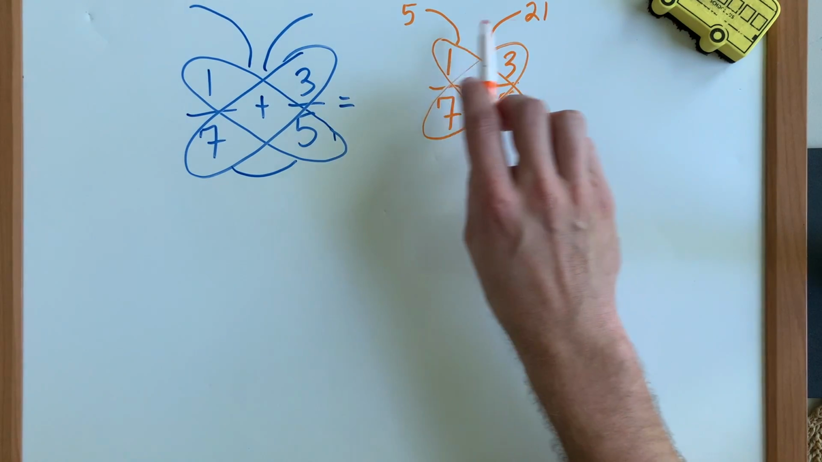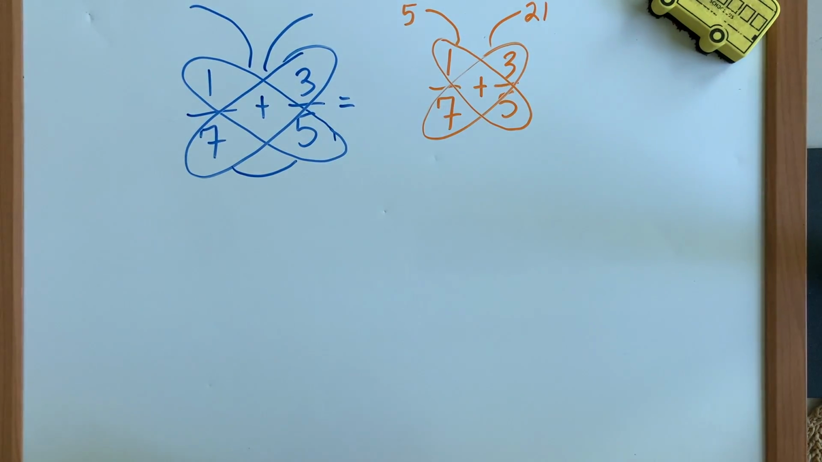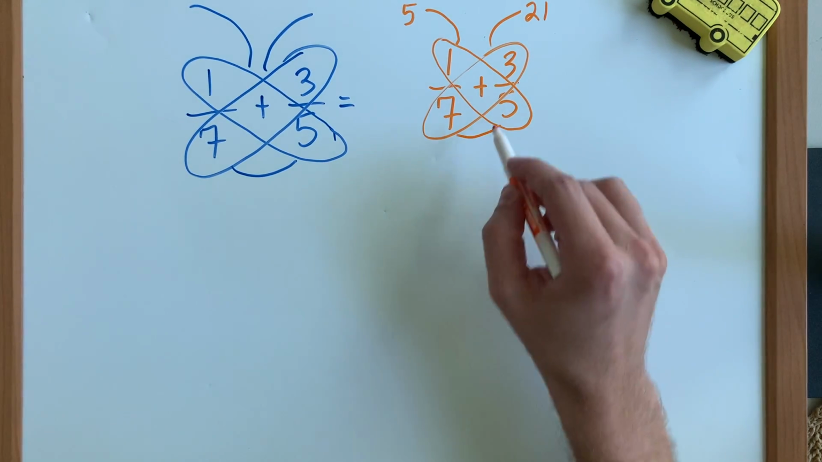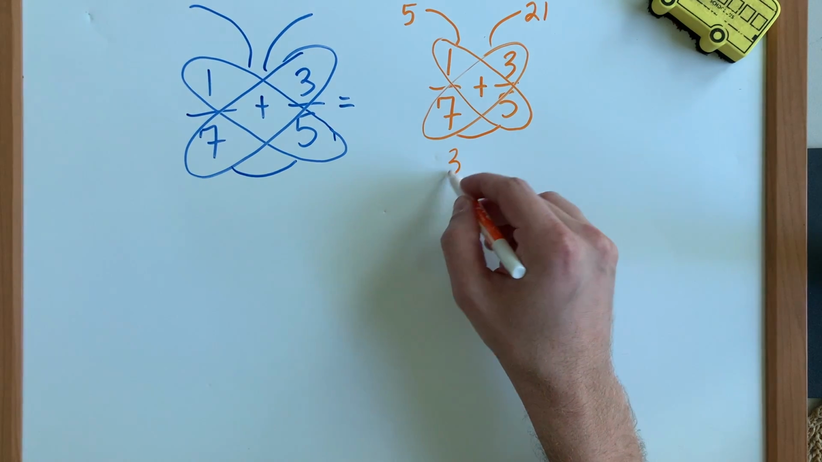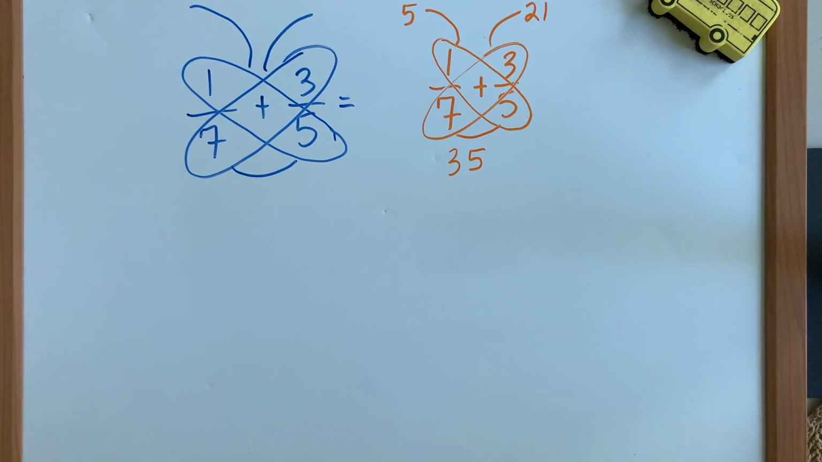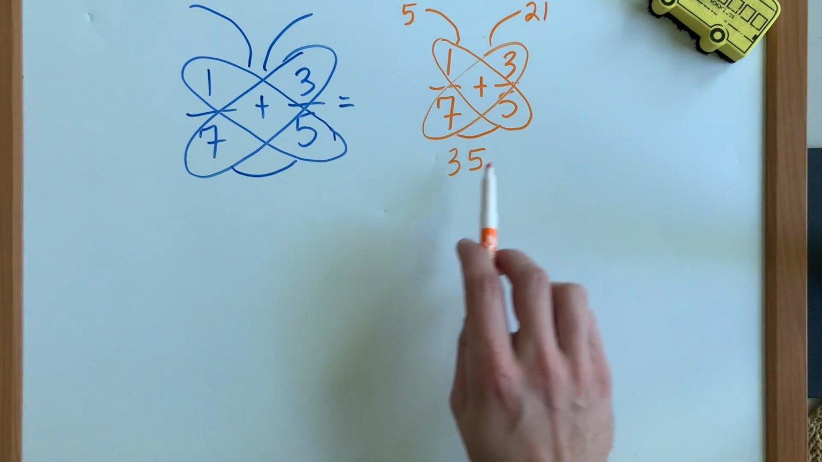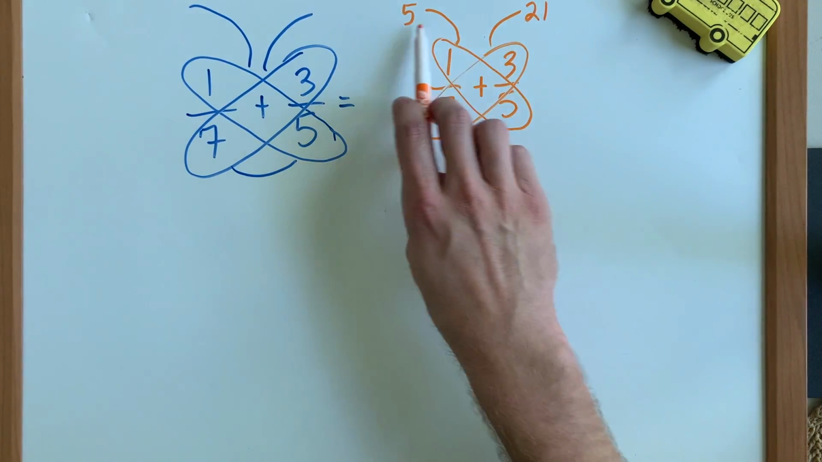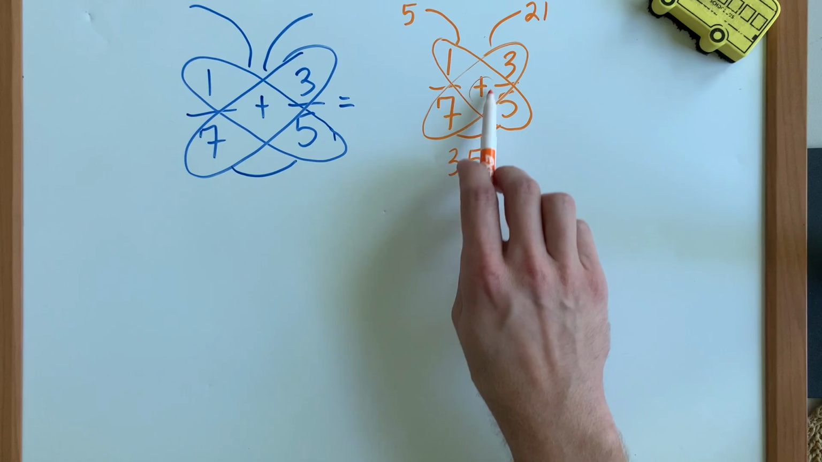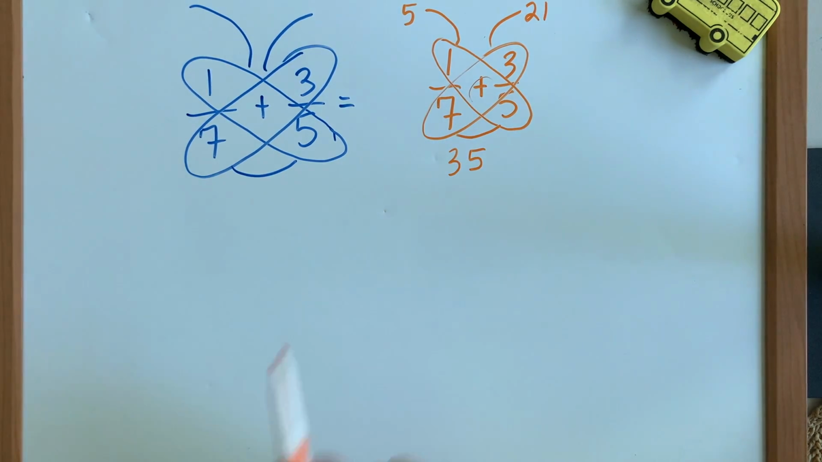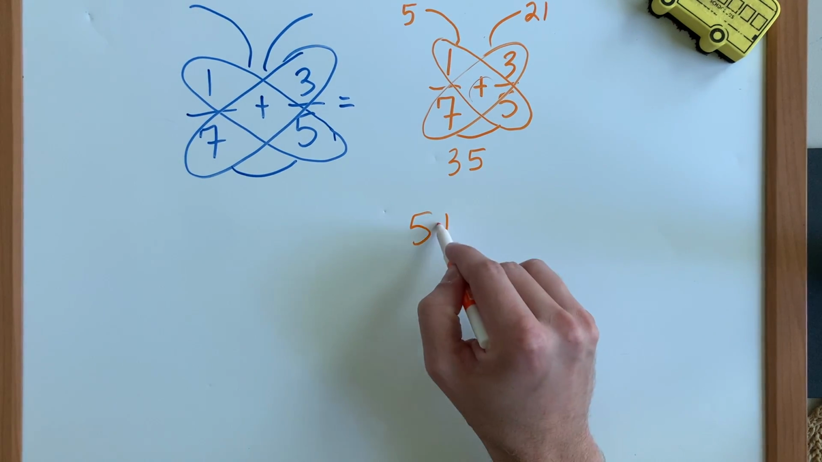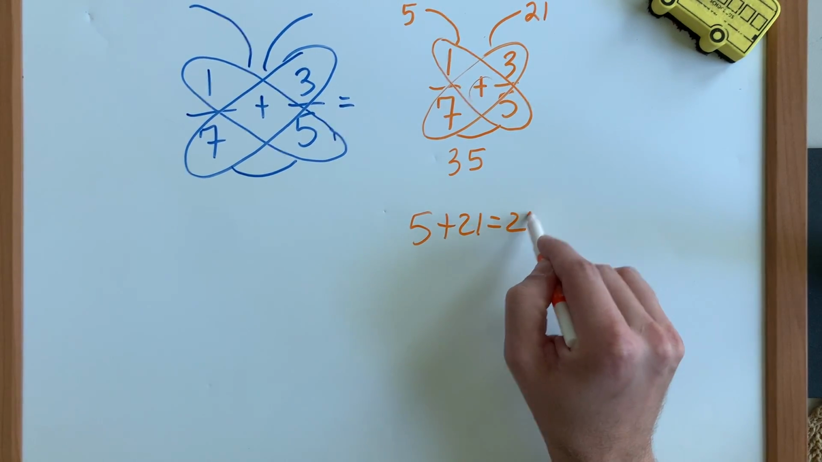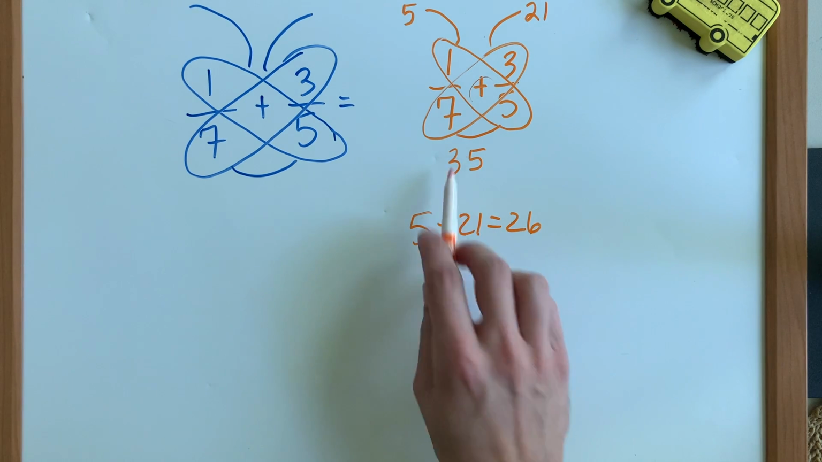These two numbers are the new numerators of the fraction. The denominator comes from multiplying the two denominators together. 7 times 5 is 35. So now we have the parts that we need. Two numerators that get what? Added together, and a denominator. 5 plus 21 is 26. 26 over what? Over 35.